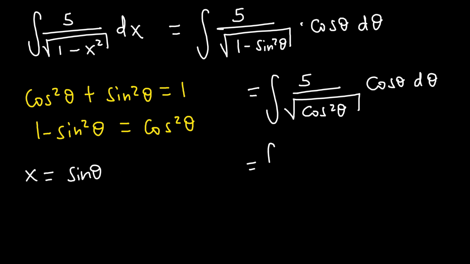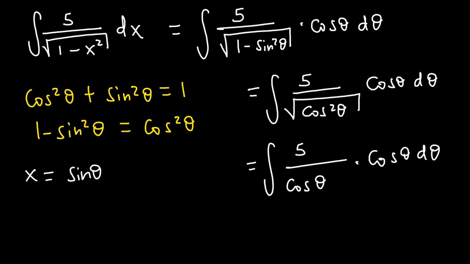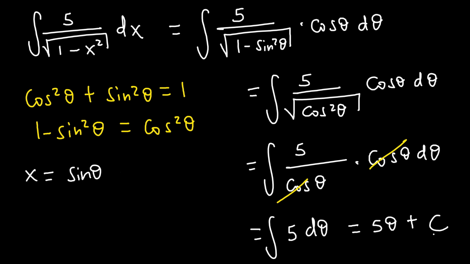And so we shall have the integral of 5 divided by, now the square root of cosine squared theta will give us cosine theta, times cosine theta d theta. This will cancel with that. And so we shall have the integral of 5 d theta. And if we integrate this, we shall have 5 theta plus c.